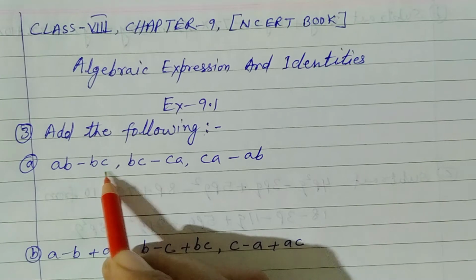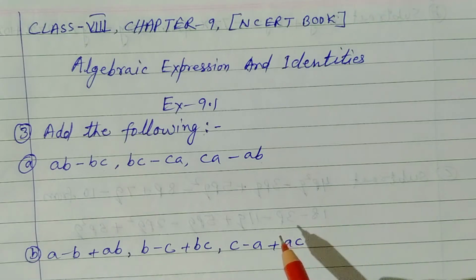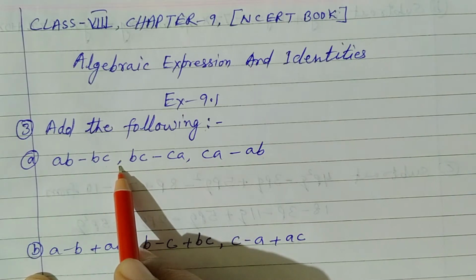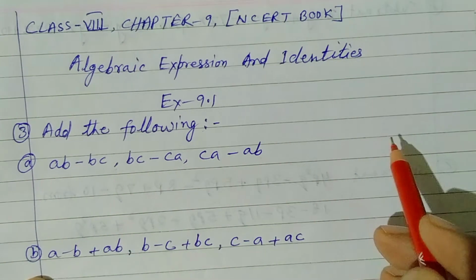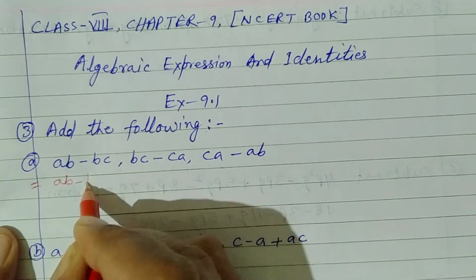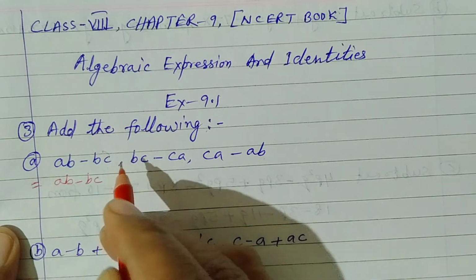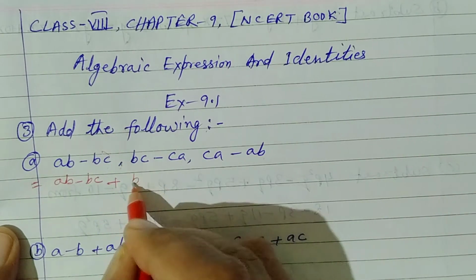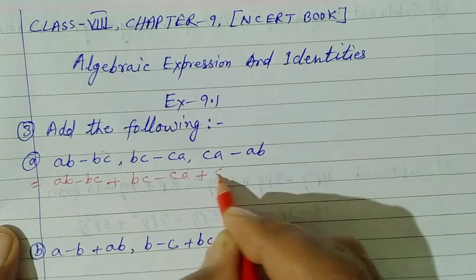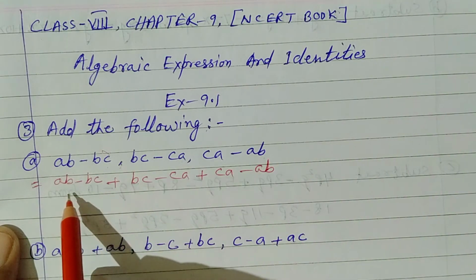Question 3a: AB minus BC, comma, BC minus CA, comma, CA minus AB. This is a very easy question. First we remove the comma and put a plus sign. This way. AB minus BC. This comma is given, so you remove this comma and put a plus sign. Then write BC minus CA. Again remove this comma and put a plus sign. CA minus AB. After that, arrange in like terms.